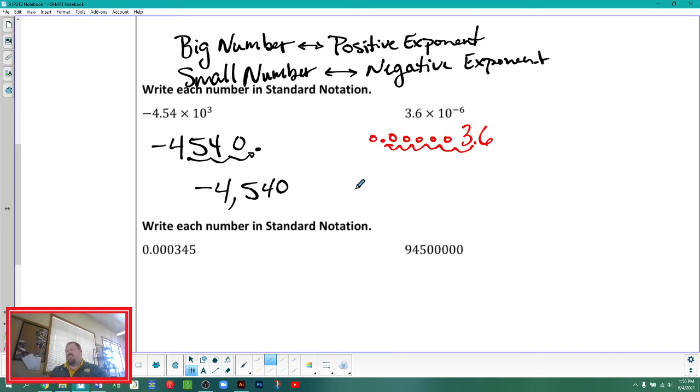Okay. I never like how it looks when I actually move it, so I love to rewrite it, make it a little bit more legible, and I actually count my zeros: 1, 2, 3, 4, 5. So 1, 2, 3, 4, 5, 36. Okay.